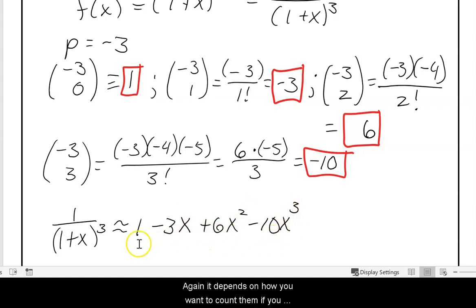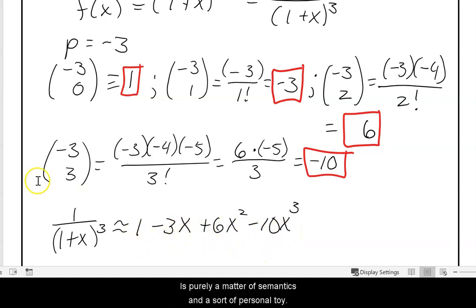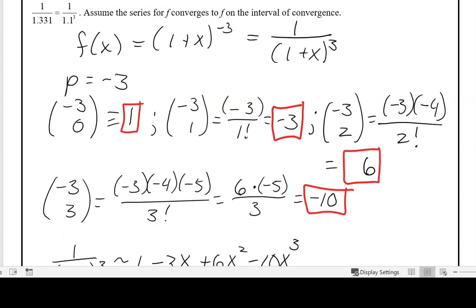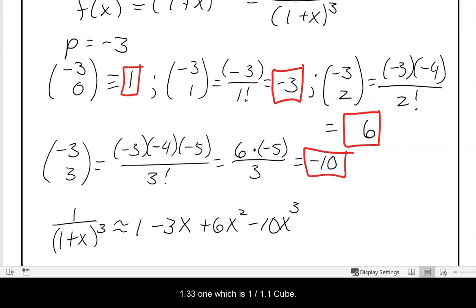Again, it depends on how you want to count them. If you want to call these first, second, third, and fourth, or if you want to call these zeroth, first, second, and third, it's purely a matter of semantics and a sort of personal choice. What is our next step? Our next step is to use this to approximate 1 over 1.331, which is 1 over 1.1 cubed.